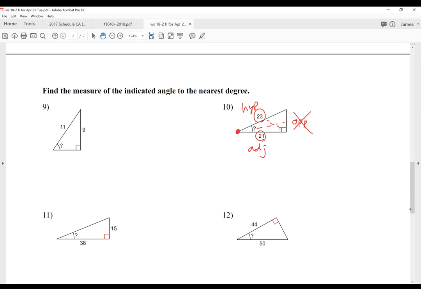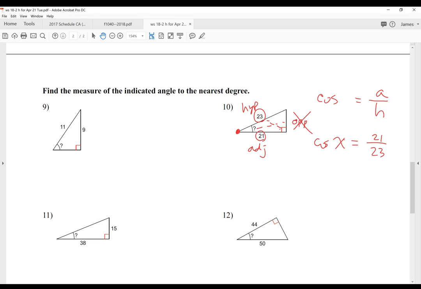So which one uses the adjacent and hypotenuse? Which one is the A? Sine is the O, cosine is the A. SOHCAHTOA. CAH. So cosine of the angle, which happens to be x, equals adjacent 21 over hypotenuse 23.